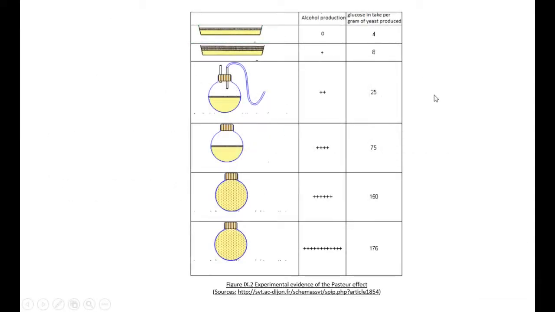Now then, we're going to have a look at the experiments that were carried out by Pasteur. There are 2 things that we're going to look at: the alcohol production, you can see that there is none at the beginning, and the more we go through the experiments, the more alcohol is produced. We can translate this by the fact that if there is more alcohol produced, that means there is more fermentation. Because fermentation, you know this now, it produces ethanol. So if there's more ethanol, more alcohol, then there has been more fermentation.